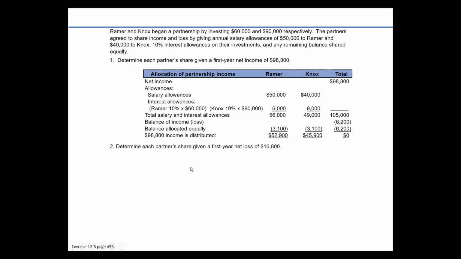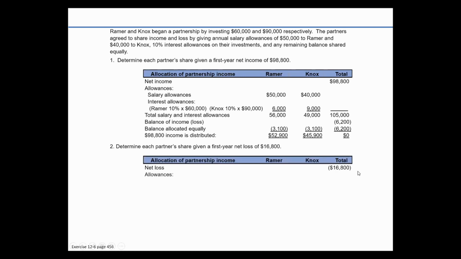Now, let's say that right off the bat the business has a net loss of 16,800. So rather than having a net income up here, they already are starting out in the negative. So they had a net loss of 16,800. We would still be able to figure out the amount of the salary and the amount of the interest.